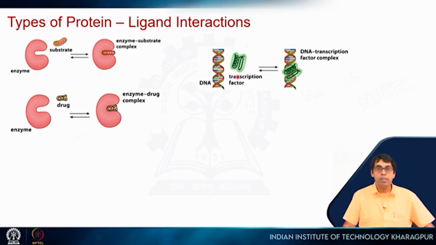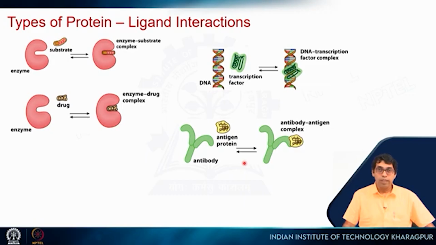Apart from that, proteins can also bind to DNA. This is a double stranded DNA and this is a protein. So, this protein called a transcription factor binds to DNA in very specific sequence and then it will regulate the activation or the repression of downstream genes. So, transcription factors regulate gene expression and that is done by their specific interaction with specific DNA sequences.